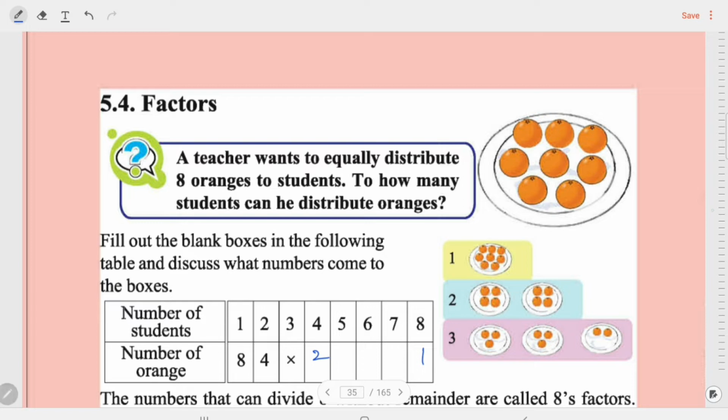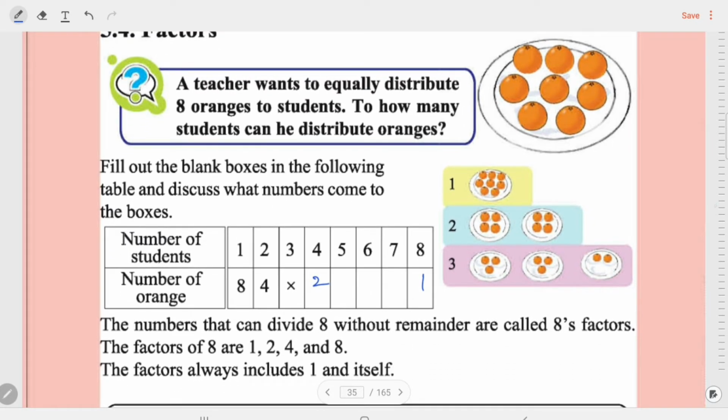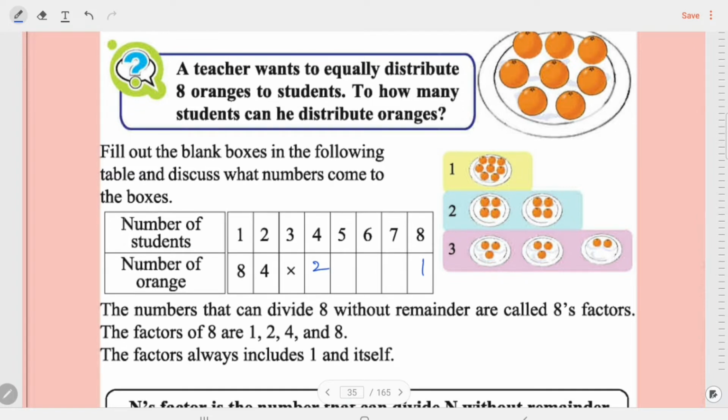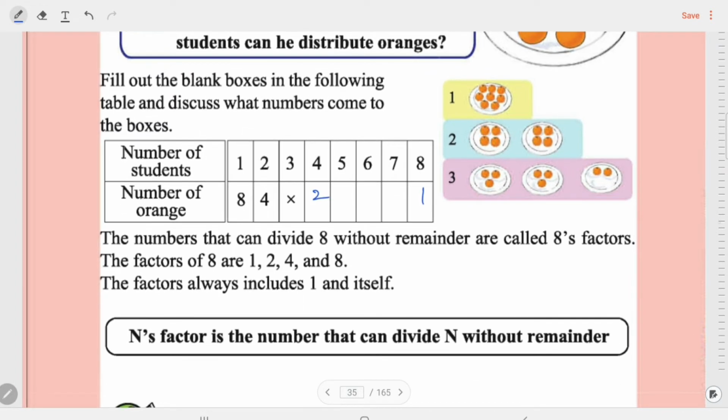Right. So the numbers that can divide 8 without remainder are called factors of 8. The factors of 8 are 1, 2, 4, 8. Okay, the factors always include 1 and the number itself. Okay, the number itself and 1 both are factors. N's factor is the number that can divide n without any remainder.